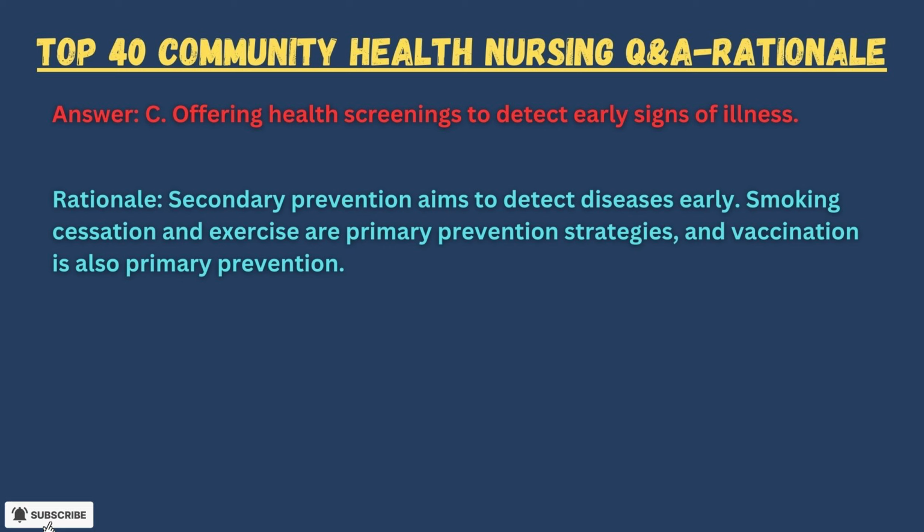Answer: C. Offering health screenings to detect early signs of illness. Rationale: secondary prevention aims to detect diseases early. Smoking cessation and exercise are primary prevention strategies, and vaccination is also primary prevention.